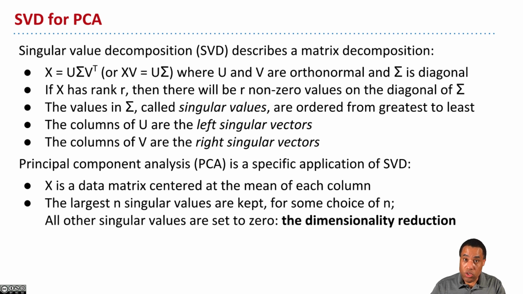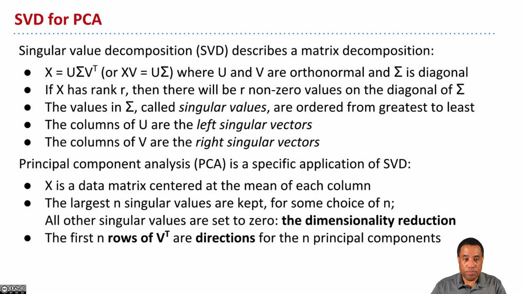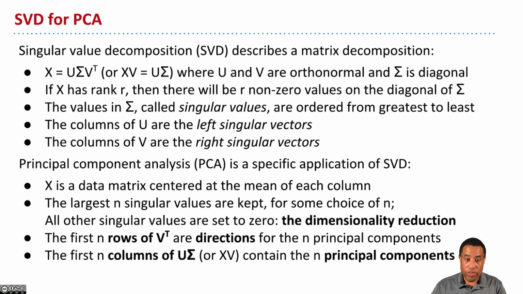And then as we reduce it, again, throwing away columns that are 0 or throwing away columns that are relatively small, we're going to have more and more of an approximation as an end result. Okay, so the first n rows of V transpose are the directions for our n principal components. And the first n columns of our U sigma matrix, or XV, are going to contain the n principal components of our input data set X.